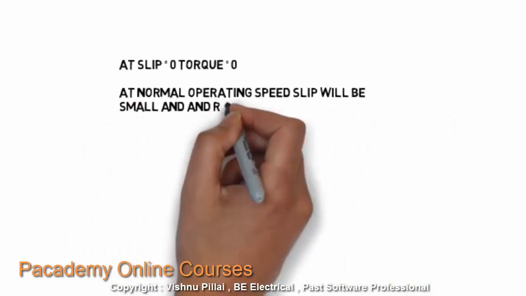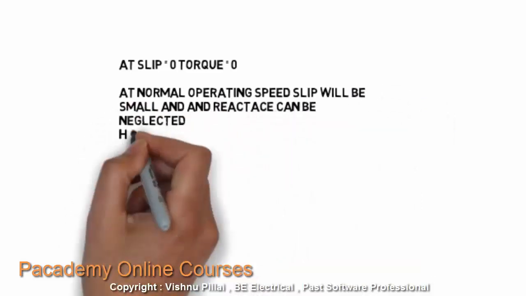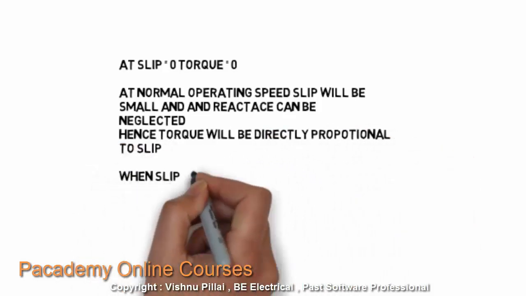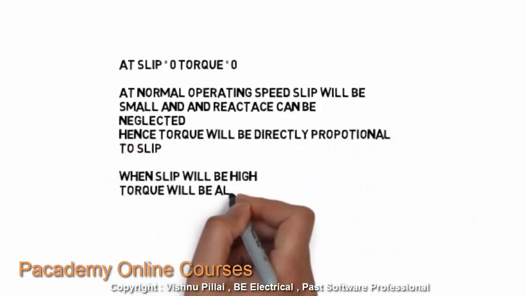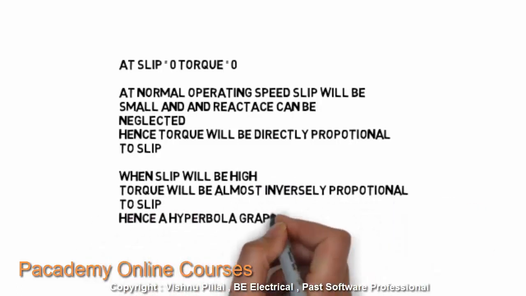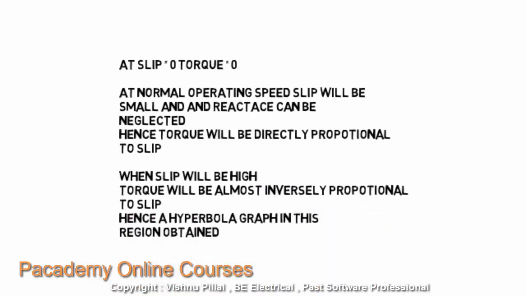So what you see is that when the slip is 0, the torque will be 0 from the equation, as it is directly proportional to slip, and at normal operating speed slip will be small and reactance can be neglected. Hence torque will be directly proportional to slip. When the slip is high, the torque will be almost inversely proportional to slip, and hence a hyperbola graph in this region can be obtained.